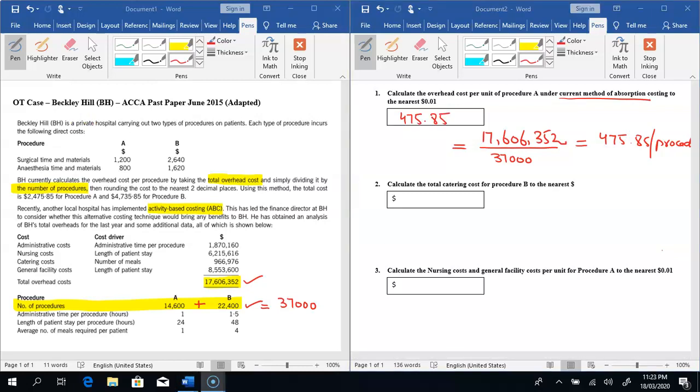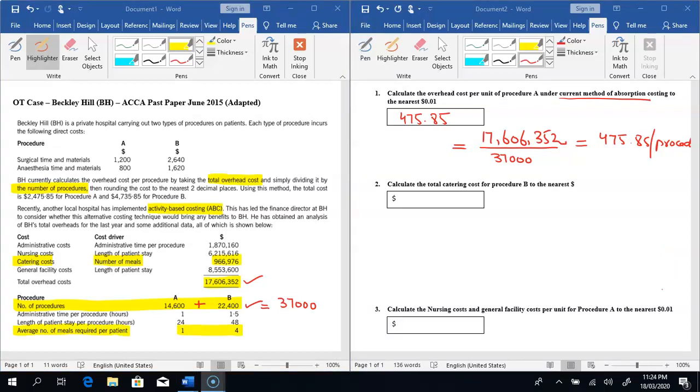So the next question is, calculate the total catering cost for procedure B. Total catering cost for procedure B. Now from the question on the left, you can see that the catering cost is 966,976, and the driver of the catering cost is number of meals. And the number of meals is mentioned at the bottom of this table. In order to calculate total catering cost, first of all, we have to calculate the overhead absorption rate of the catering cost. So let me do this calculation, because in activity-based costing, we need to calculate multiple rates.